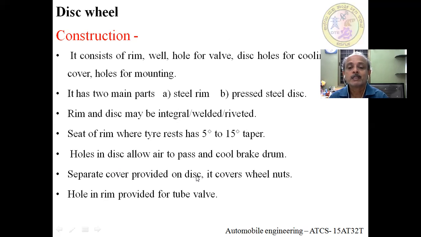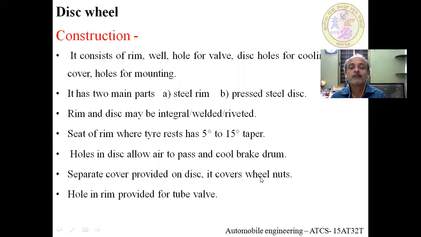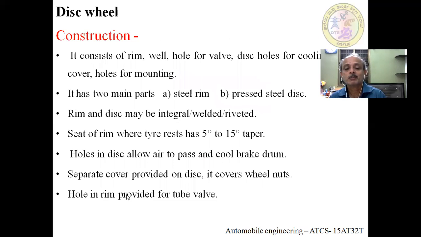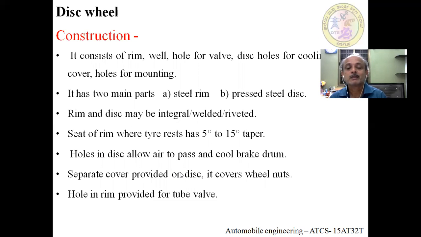A separate cover is provided on the disc. We can see here a separate cover is also provided. It covers the wheel nuts. A hole in the rim is provided for the tube valve. That is very important. A hole is provided for the valve. Whenever a tube is fitted, there must be a valve. It should come out for filling the air or for any repair purpose. So this is a simple construction of the disc wheel.